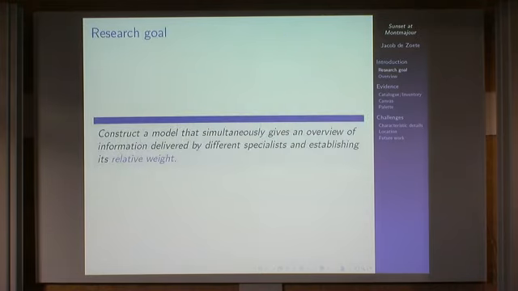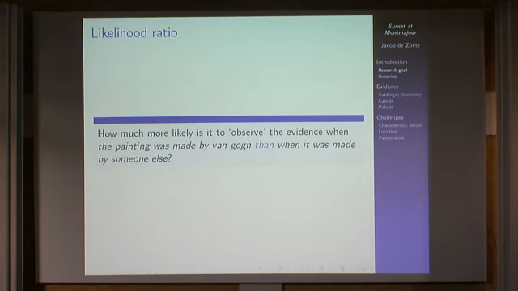So the research goal for both of these pilot studies, or for the project as a whole, is that we would like to construct a model that simultaneously gives an overview of the information delivered by different specialists in establishing the provenance, which we can do in a Bayesian network. We're mostly interested in working, as you would do in forensics, with likelihood ratios: the value of evidence given one hypothesis over the other.